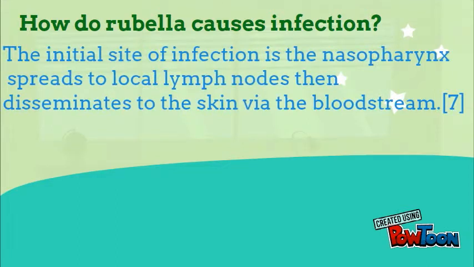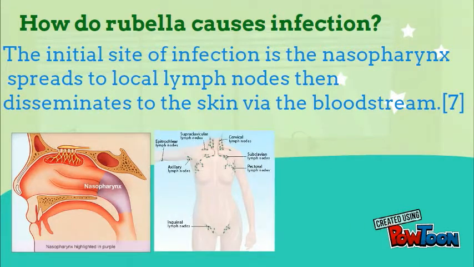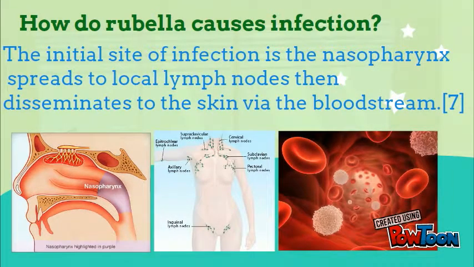How does rubella virus cause infection? The initial site of infection is the nasopharynx, then it spreads to the lymph nodes, then disseminates to the skin via the bloodstream.